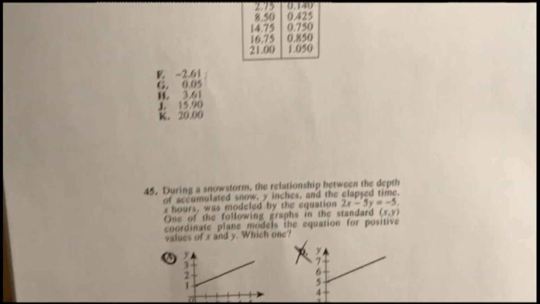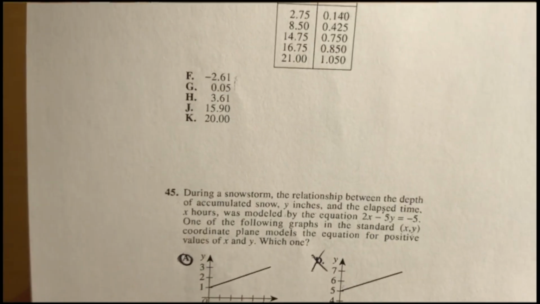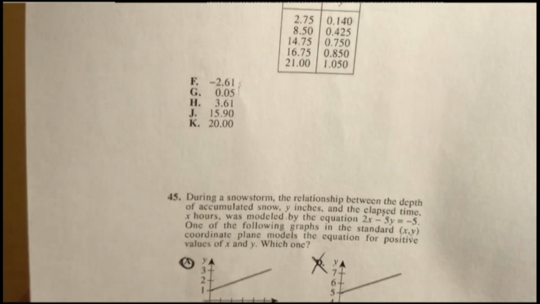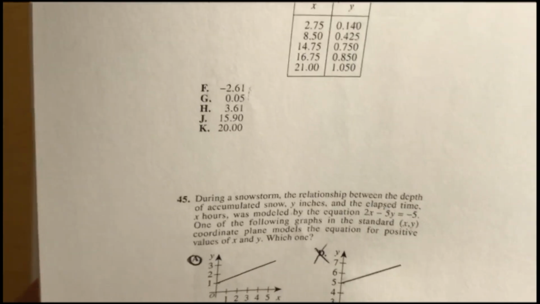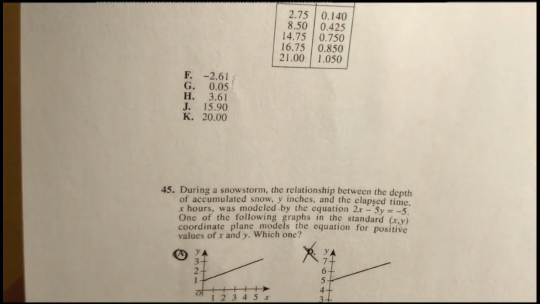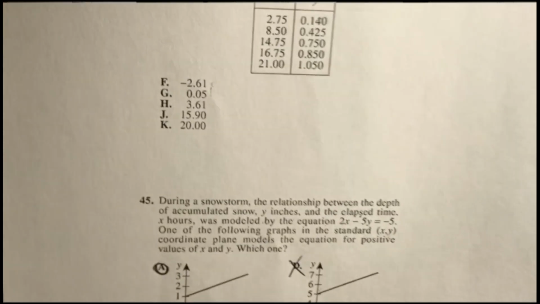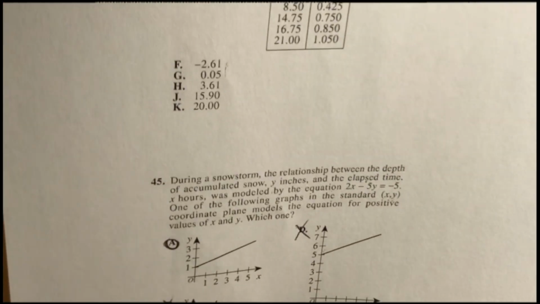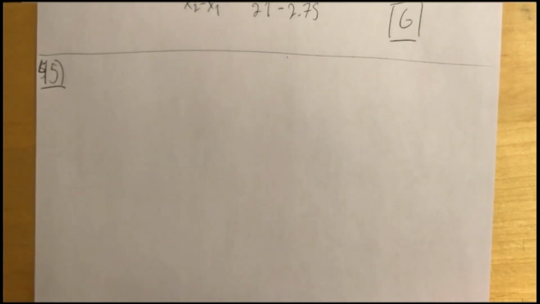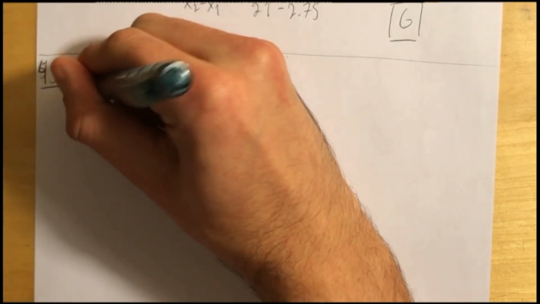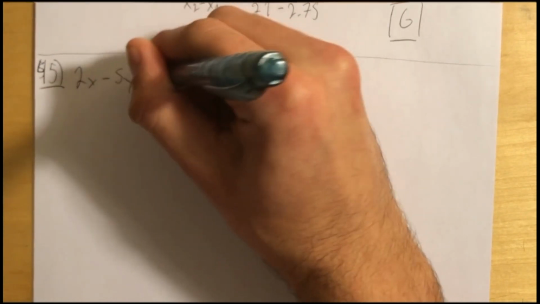Question 45. All right. During a snowstorm, the relationship between the depth of accumulated snow, y inches, and the elapsed time, x hours, was modeled by the equation 2x minus 5y equals -5. One of the following graphs in the standard xy coordinate plane models the equation for positive values of x and y. Which one? All right, so the equation they give us isn't in the format that we're necessarily used to.